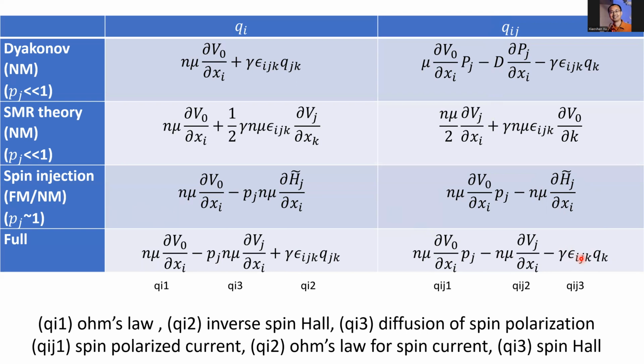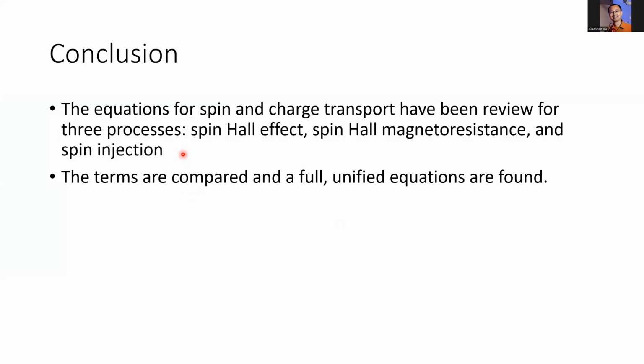So in summary, which is not a surprise, depending on the case, we have to decide which term is more important. When we write the formula or equation to describe the physical process, we don't have to introduce all of them. We just have to introduce the most important. To conclude, the equation of spin and charge transport has been reviewed for the three processes. Now we have a unified picture that can describe all of them.